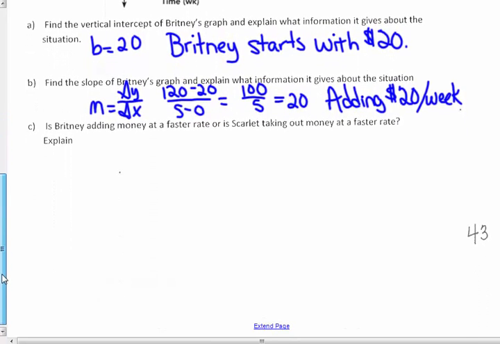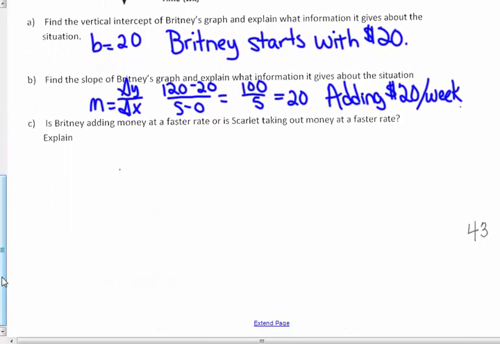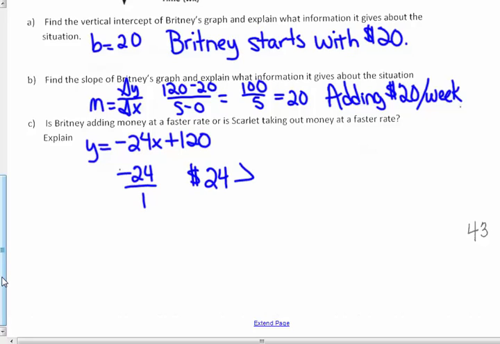Is Brittany adding money at a faster rate, or is Scarlett taking out money at a faster rate? Brittany is adding $20, we know that. So let's figure Scarlett. Scarlett's Y equals negative 24X plus 120. So she's taking out $24 per 1 week. There's her slope. Her M is negative 24. So since 24 is greater than 20, Scarlett is taking out money faster than Brittany is adding. And we're going to do more problems like this in class.